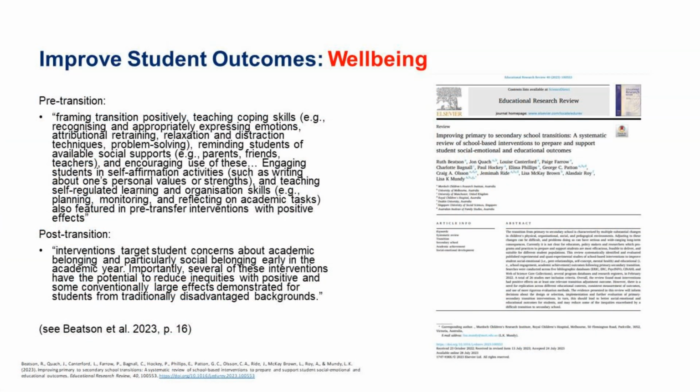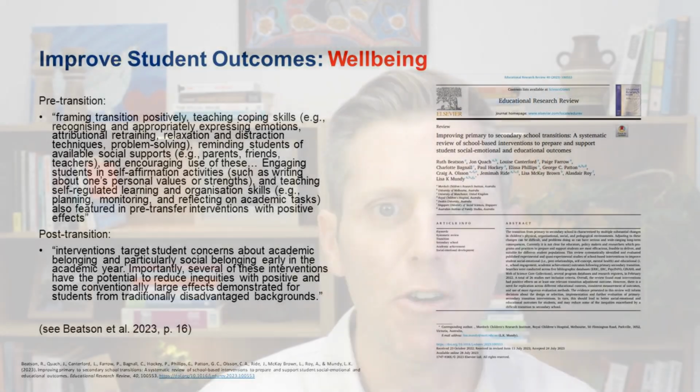So there was a study by Beaton and colleagues in 2023 that looked at the impact of different strategies on the transition between primary school or elementary school and secondary school. They looked at strategies that helped in this review, and some of the things that worked were framing the transition positively, teaching coping skills explicitly to the students, reminding students of available social supports, and encouraging use of these. So there were a few different other things that they added to that.